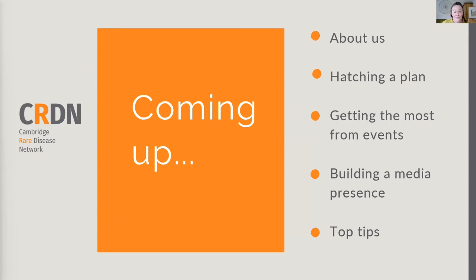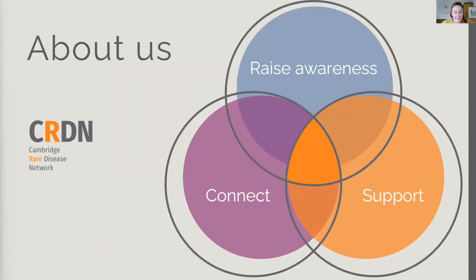So first of all, I'm going to tell you a little bit about CRDN in case you haven't met us before. We are the Cambridge Rare Disease Network. We're based here in Cambridge, just down the road from Beacon, actually. And we cover three main areas of work. We raise awareness primarily through our events program and campaigns. We support our local community of families, children, and adults affected by rare diseases, and we connect people. So we host a companies forum, connecting companies with patient groups, and we also connect, obviously, through our events program.